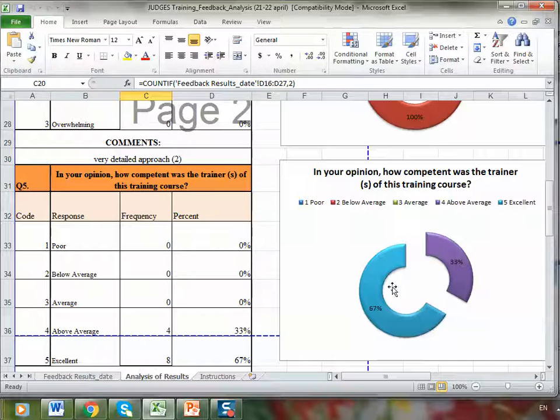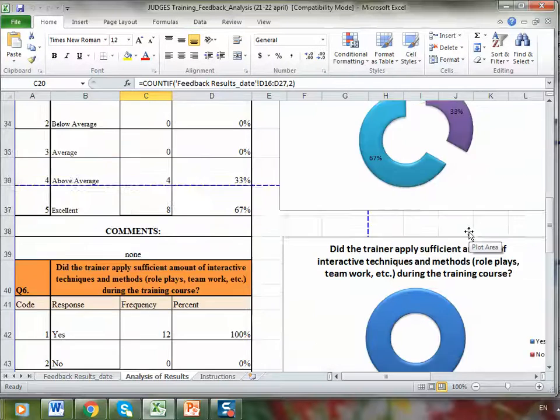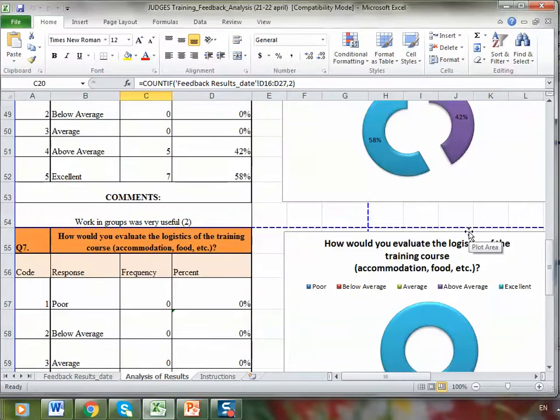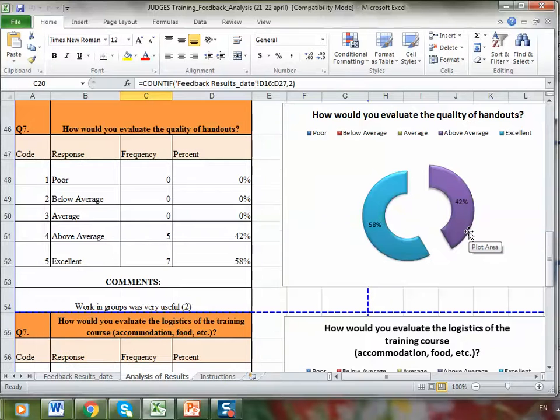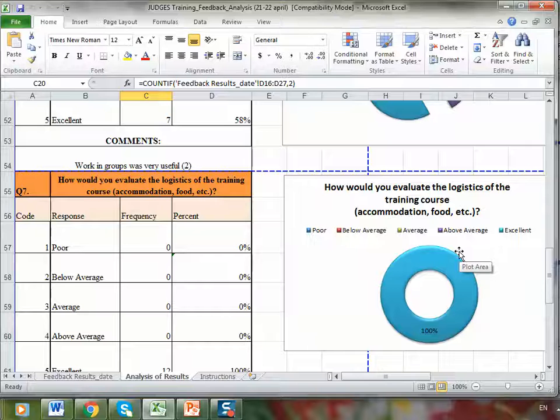participants, not all, think that the trainers were excellent. Actually, still 33% think they were above average. Again, how would you evaluate the quality of the training handouts? Again, above average, so 42%. You see here people tend to be more honest about the next questions, the specific questions.